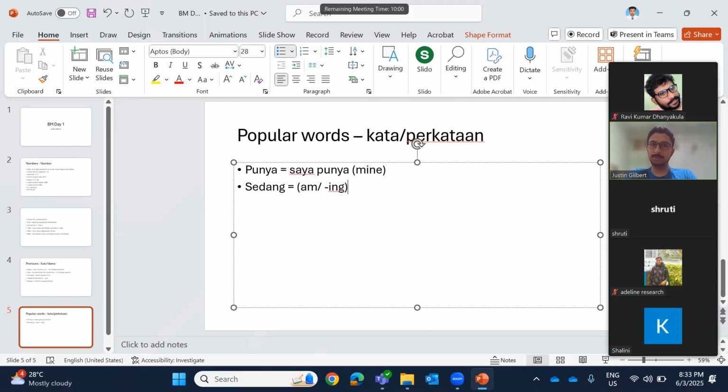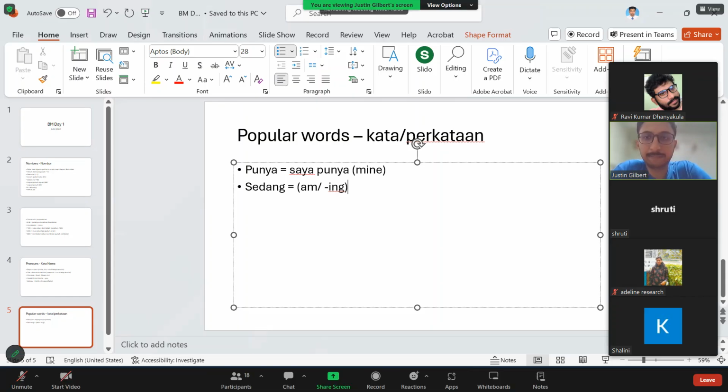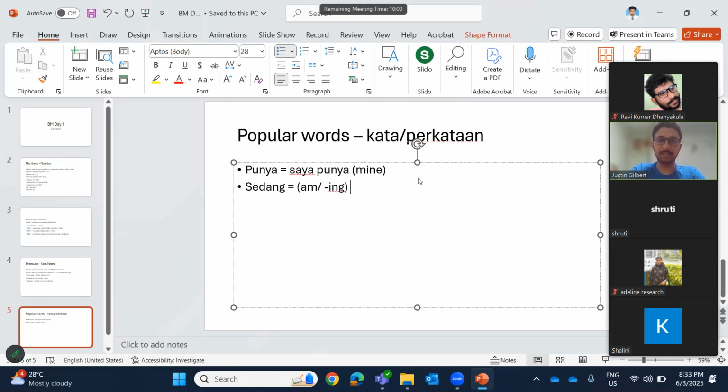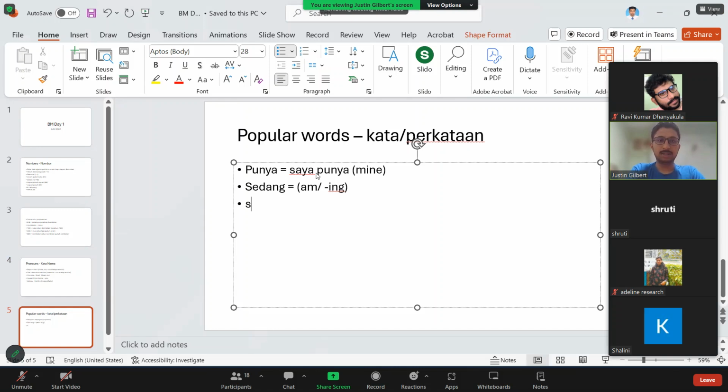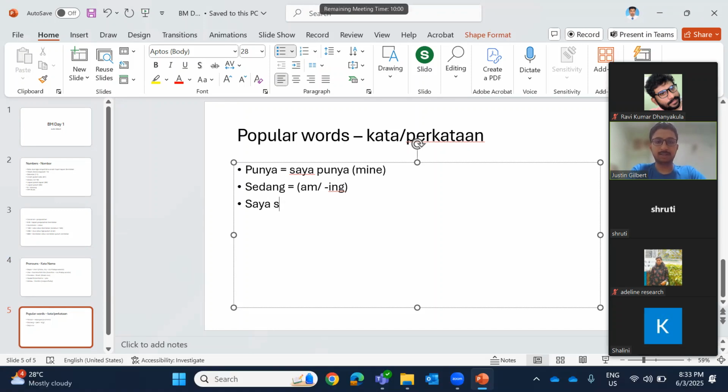I hope you all know what eating means. So anyone wants to say to me, "I am eating"? Saya sedang makan. Yes, saya sedang makan. I am eating. So maybe I'll put that in a sentence for you. Saya sedang makan. I am eating.